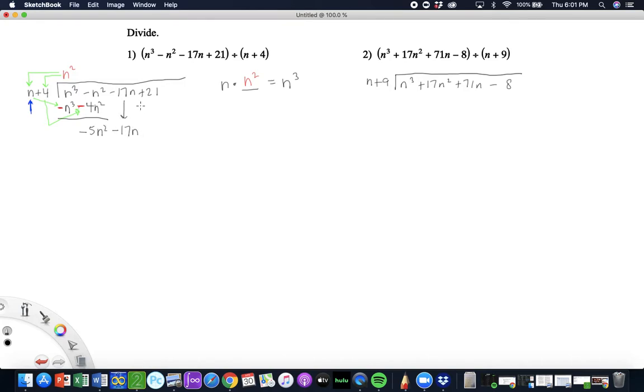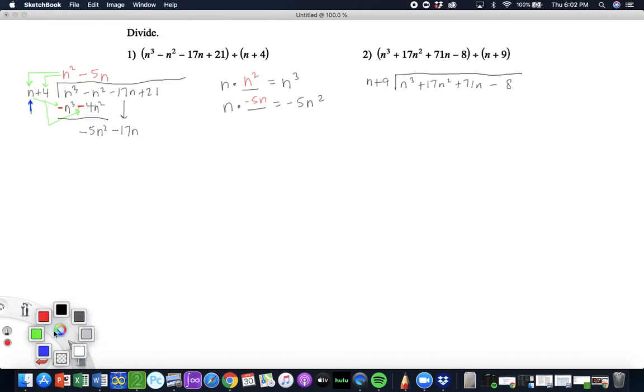All right, now I start the whole process over again. So now I'm going to say, all right, go back to my top dog. n times what is going to give me negative 5n squared? And the answer to that is negative 5n. All right, so the negative 5n is going to go right next to my other one I found earlier.